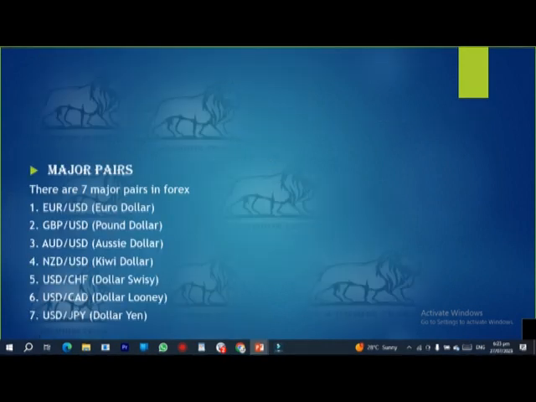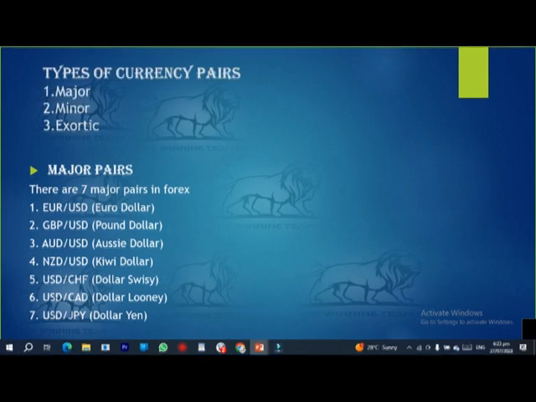So let's look at it again. For the major pairs, we have the Euro US dollar, the Pound US dollar, the Aussie dollar, that is AUD USD, and then the NZD USD. Another name is Kiwi dollar. We have USD CHF, another name is dollar Swiss. We have the USD CAD, another name is dollar Loonie. We have the USD JPY, another name is dollar Yen. So please, if you are taking notes, be fast. Just follow me back to back.